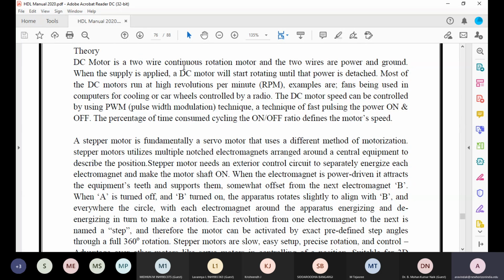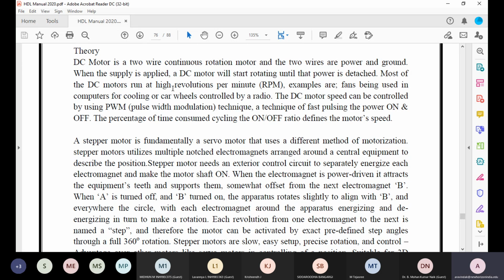A DC motor is a two-wire continuous rotation motor, and the two wires are power and ground. When the supply is applied, a DC motor will start rotating until that power is detached. That means a DC motor will have a single winding, and to that winding, whenever we supply power, based on the direction of the current, the DC motor will run either in a clockwise direction or in an anti-clockwise direction.